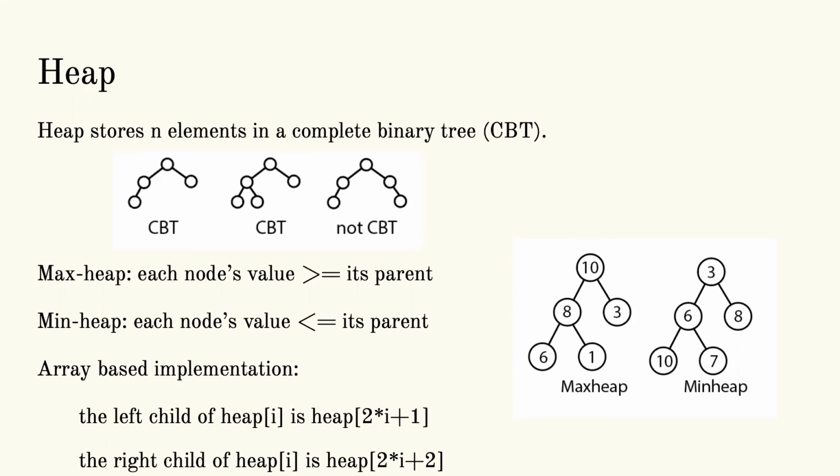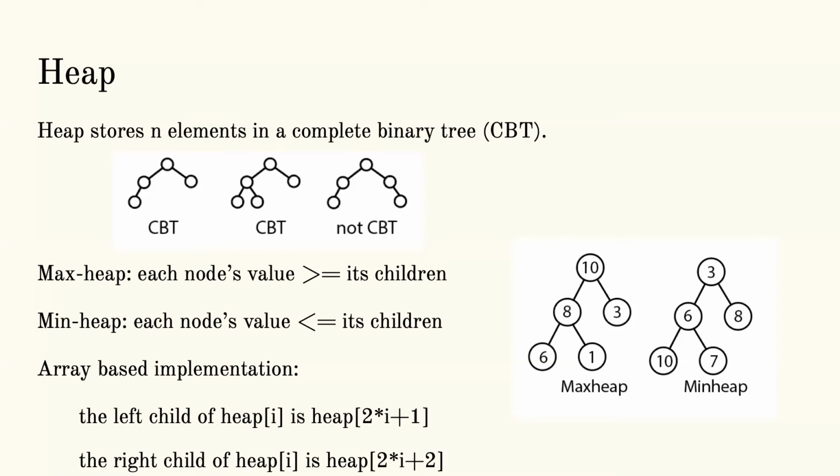And then let's talk about heap sort. So first, let's talk about the data structure called heap. Heap stores n elements in a complete binary tree, which is also called CBT. So usually there are two categories of heaps, max heap or min heap. In max heap, every node's value is greater than or equal to its children, and the greatest value in the heap is at the root of the tree. And then in min heap, it's completely the opposite. So you can have the smallest value of all in the root node.